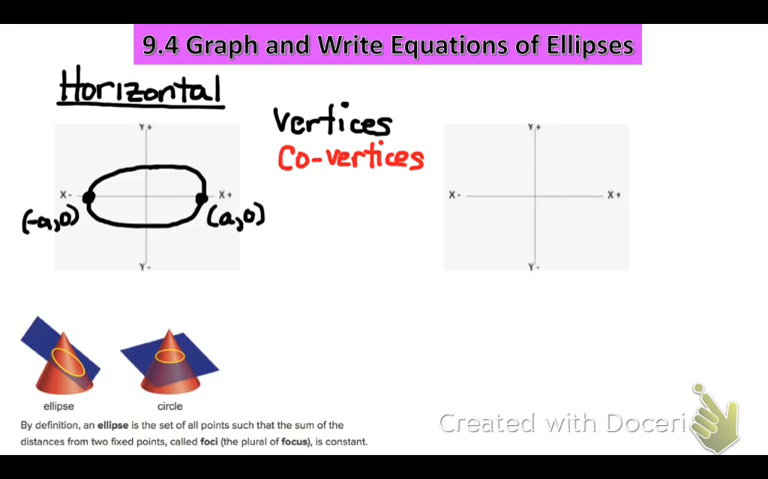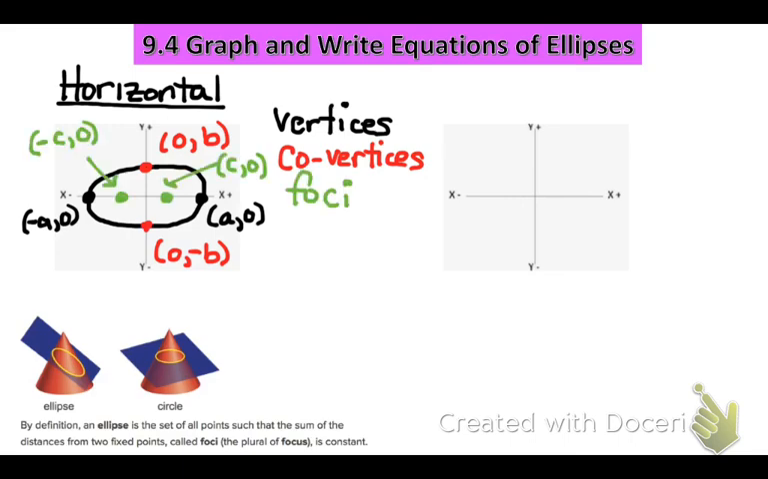We will also have two co-vertices, and those will be on the y-axis, and that would be (0, b) and (0, -b). And finally, we're going to have two foci, and that is just the plural of focus. Our foci will be labeled as (-c, 0) and (c, 0) on the horizontal graph. Now let's look at the vertical.